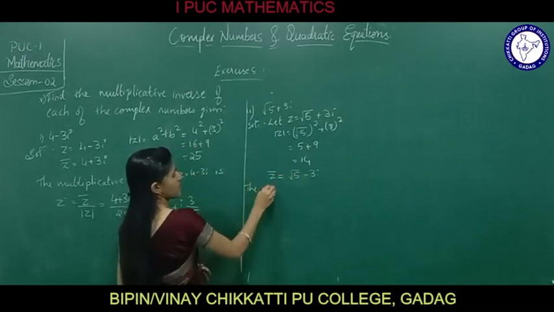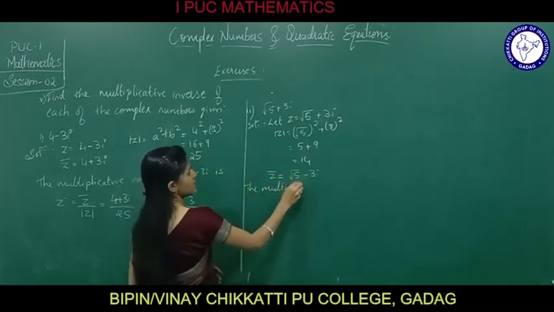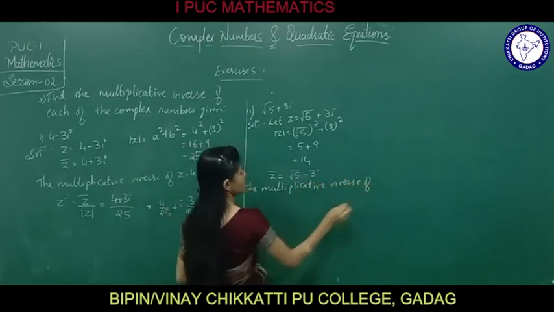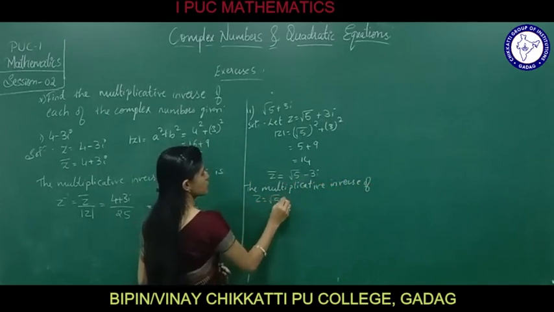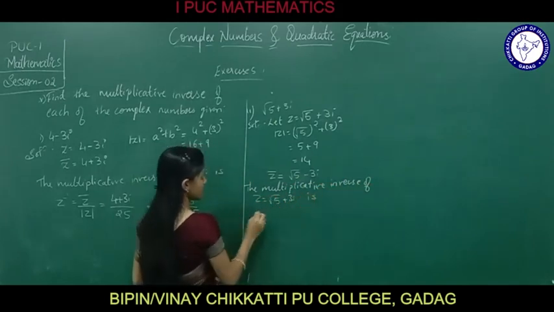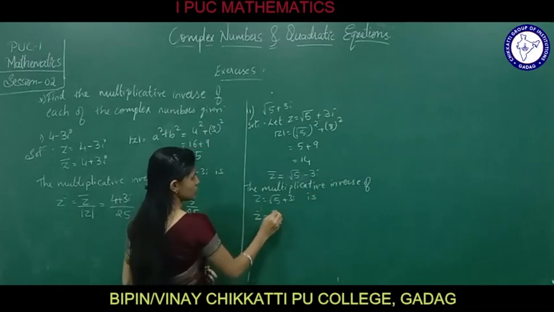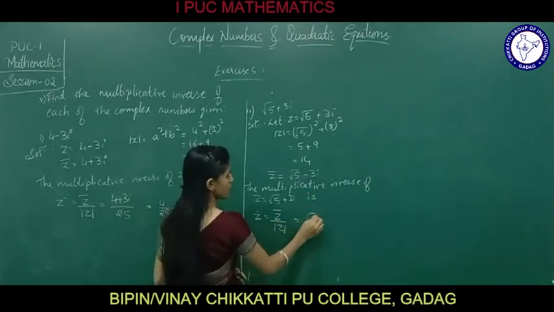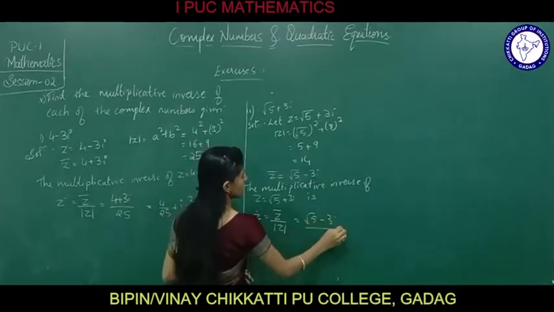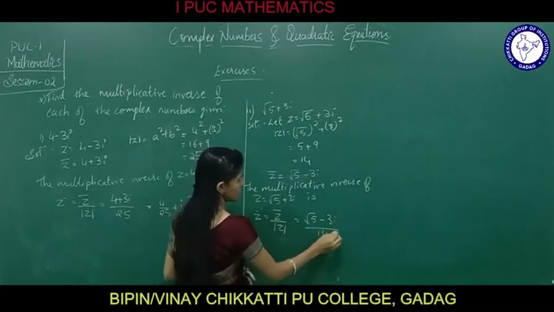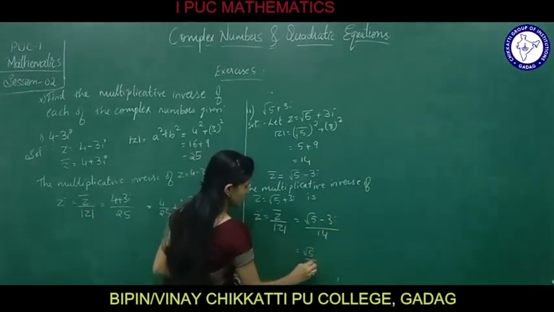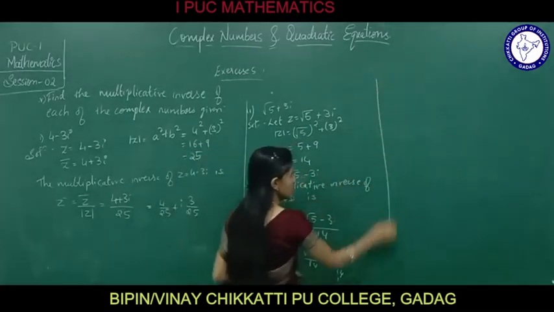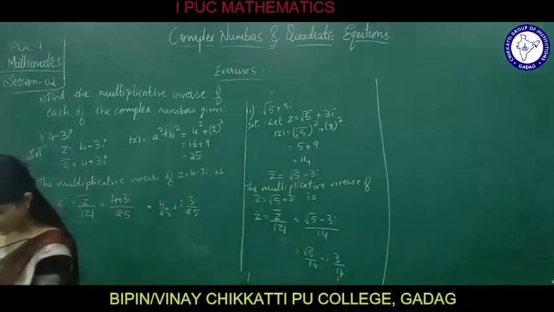The next we need to find the multiplicative inverse. Multiplicative inverse of z is equal to the conjugate of z divided by mod of z. Nothing but we have root 5 minus 3i divided by 14, nothing but root 5 by 14 minus i into 3 by 14. This is our second problem. What about the next one we have?